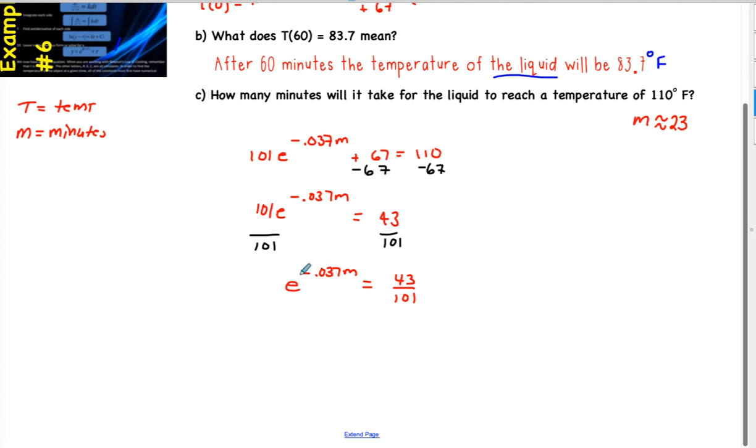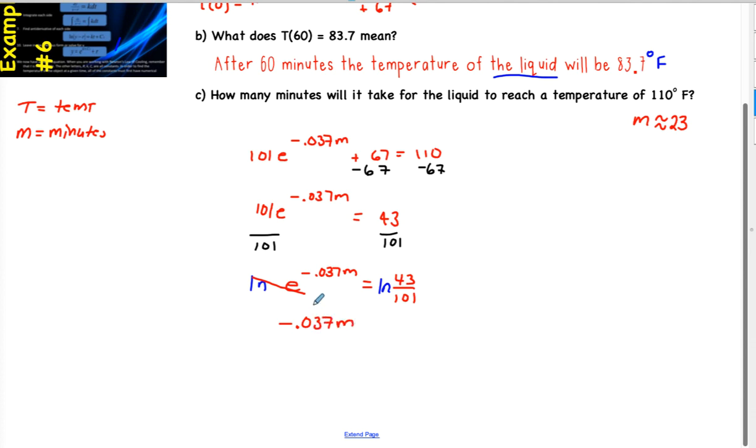So now, how do I get rid of this e? Well, to undo bases, because I need to get to their exponents, I do logarithms. And in this case, since this is base e, I'm going to undo them with base e logarithms, natural logarithms. So I know that that means that these cross off, and I get negative 0.037 m.